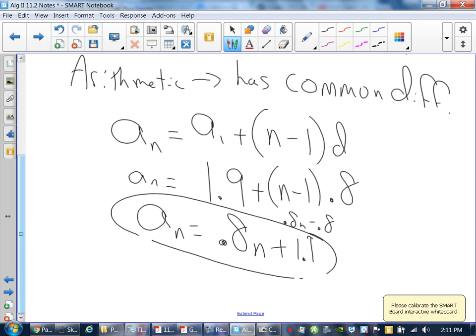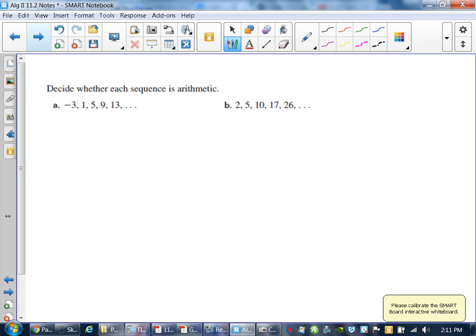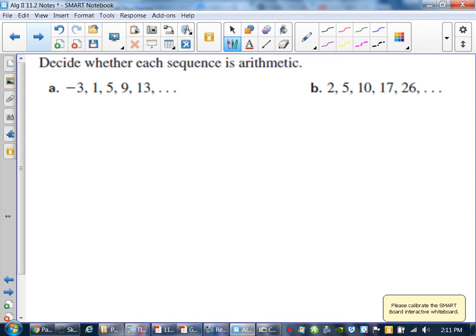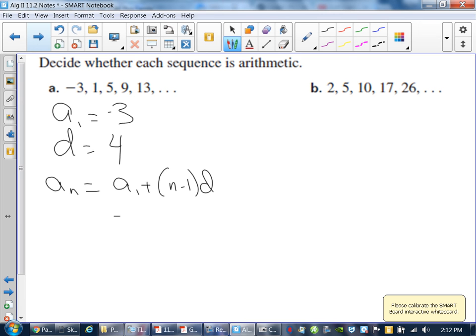So what we're able to do then is take these sequences and tell whether or not a sequence is arithmetic. If it's arithmetic, the difference between each number is the same. So -3, 1, 5, 9, 13. The difference between all of those is 4. So if I wrote out the equation for that, knowing that my first term is -3 and my common difference is 4, well, nth term, first term plus n minus 1 times the difference, and fill in the blanks.